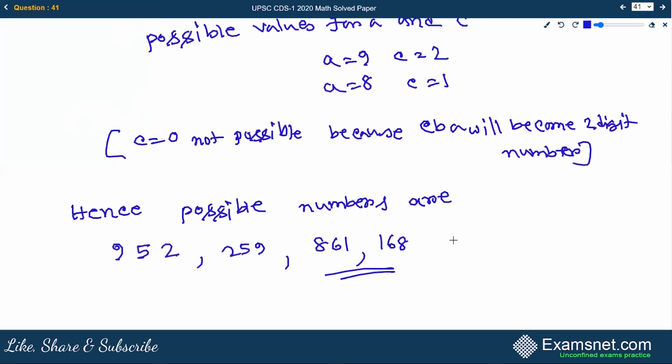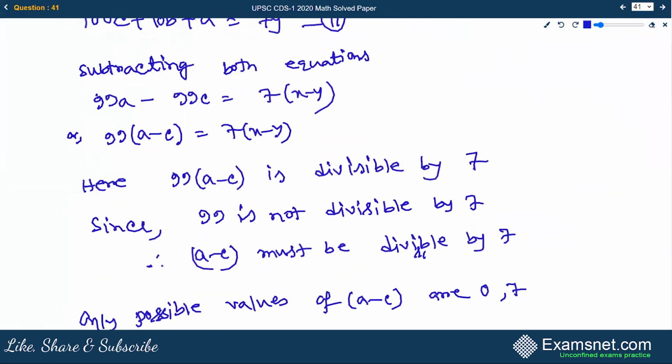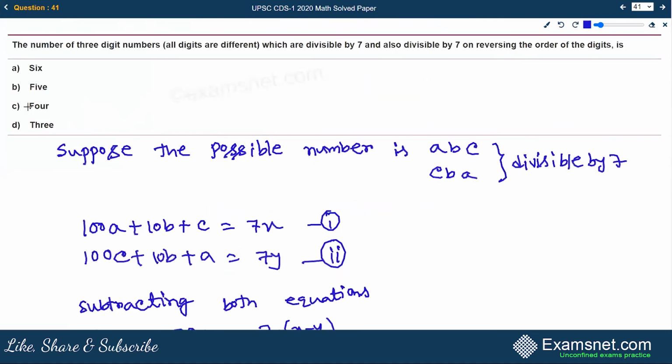Those are divisible by 7. Okay, now let me check the options. Yes, option C is the correct answer. That is 4. 4 such possible numbers are there. Option C is the correct answer.